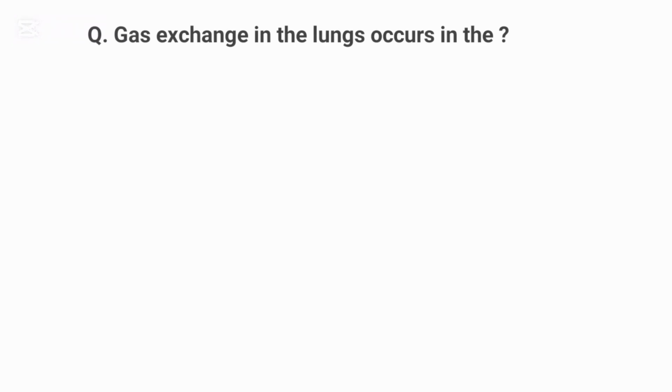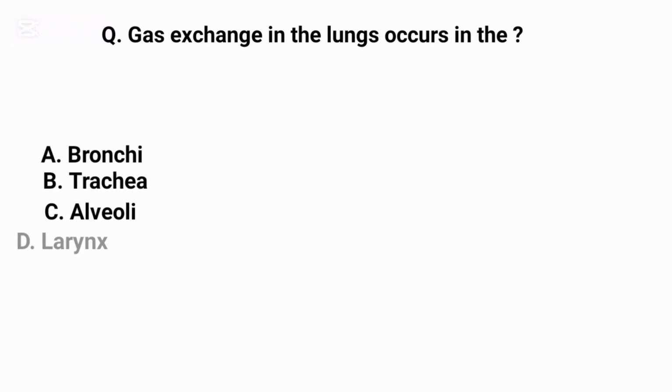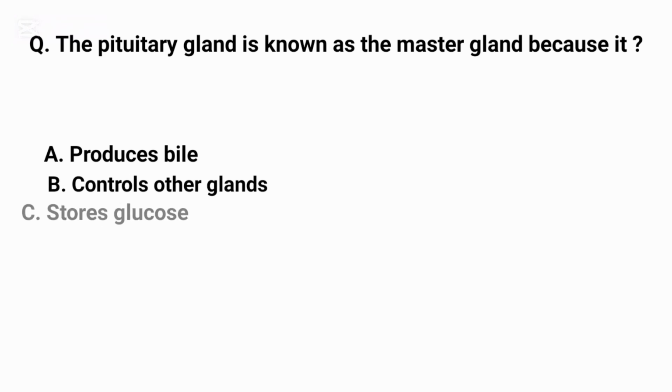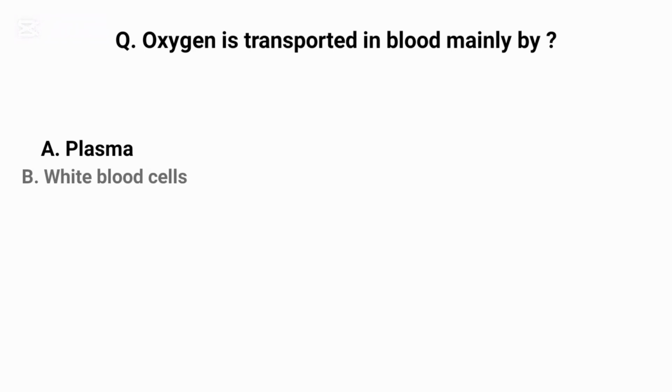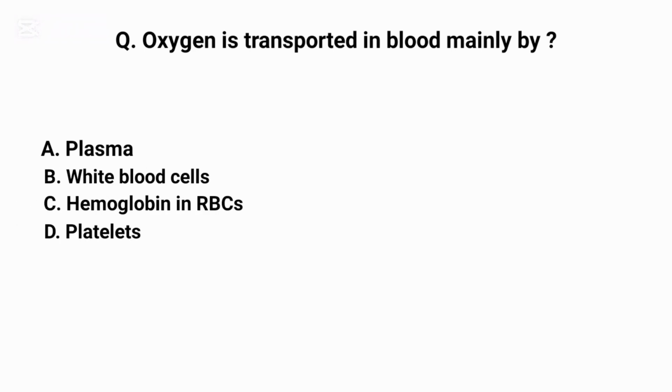Nephron. Gas exchange in the lungs occurs in. Correct answer is option C, alveoli. The pituitary gland is known as the master gland because it. Correct answer is option B, controls other glands. Oxygen is transported in blood mainly by. Correct answer is option C, hemoglobin in RBC.